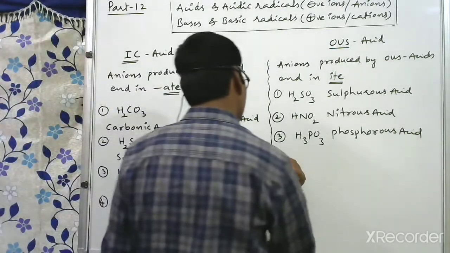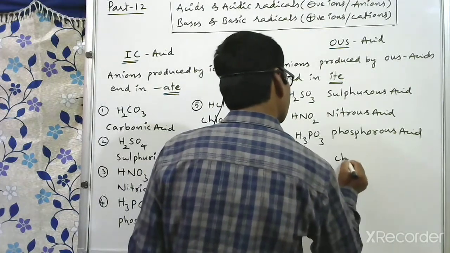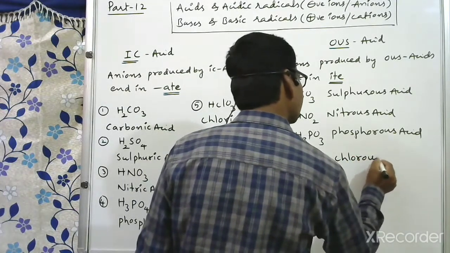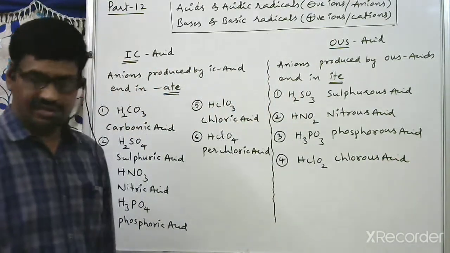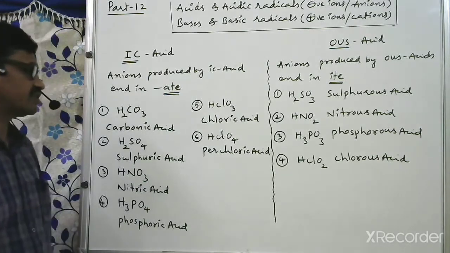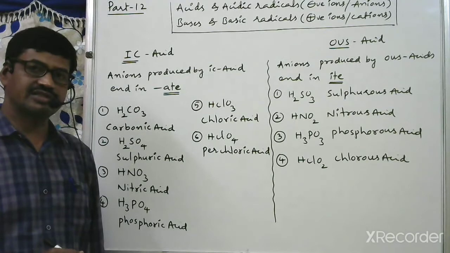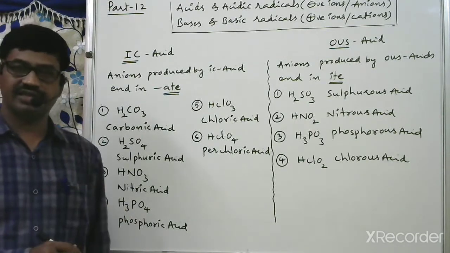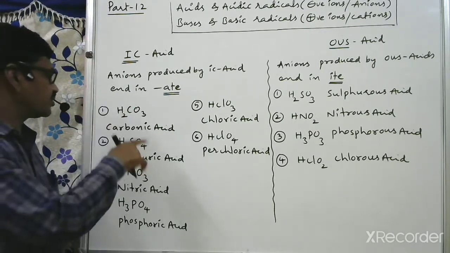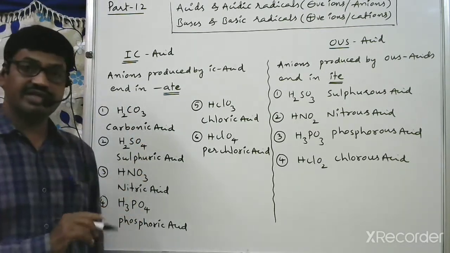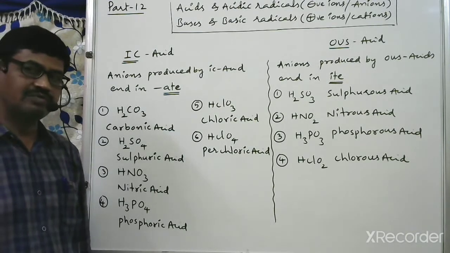Similarly, HClO2, I am writing. This is chlorous acid. Guys, we have different acids. All these produce compound ions, negative compound ions, or negative polyatomic ions. So now I am writing anions of all these acids with their names. Their names you have to remember.